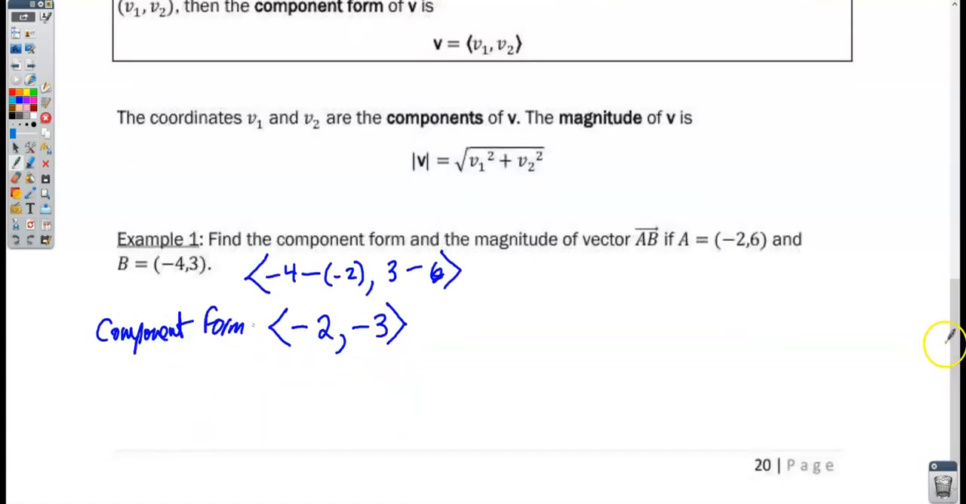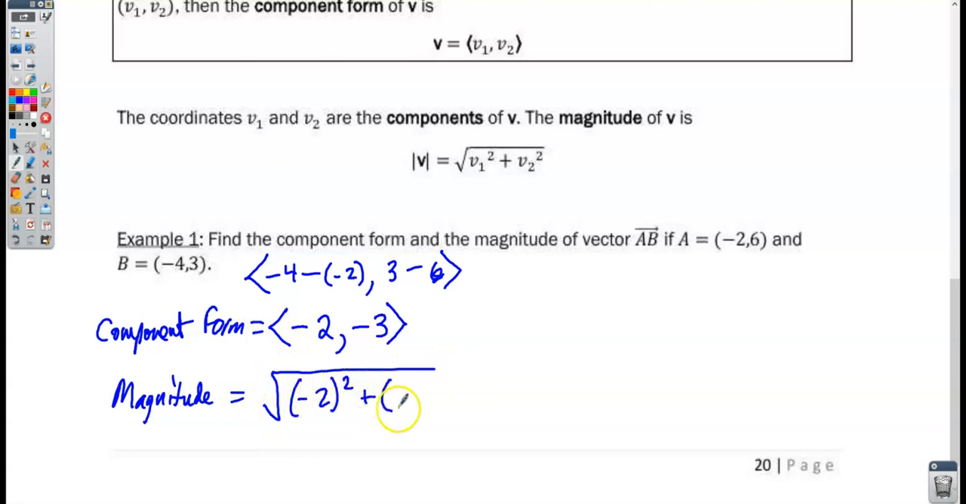The magnitude of this vector is its length, which we are going to get by taking the square root of the sum of the squares of the components.